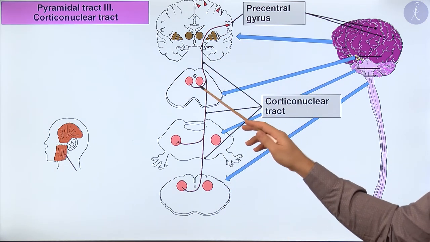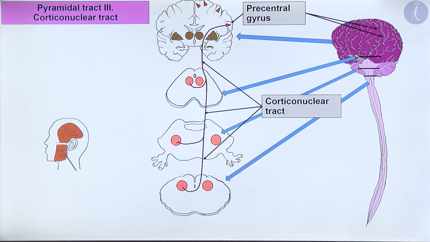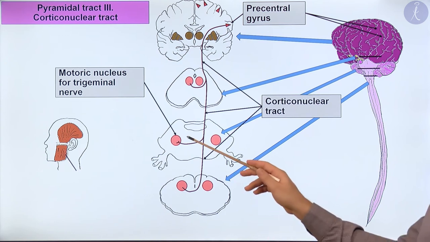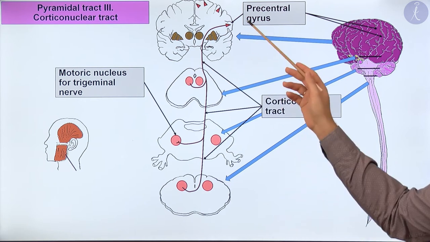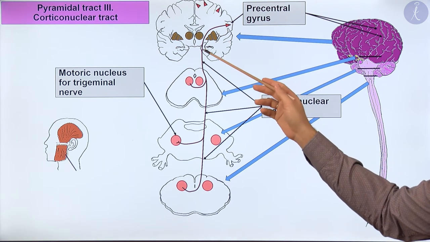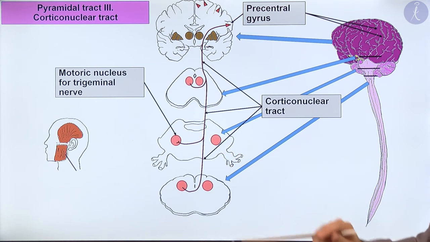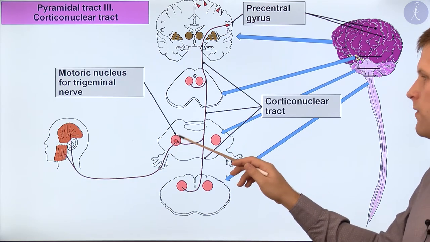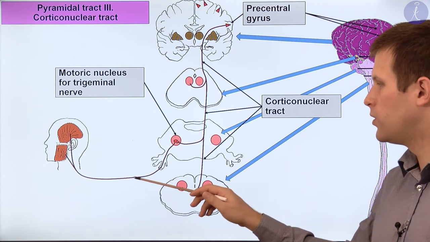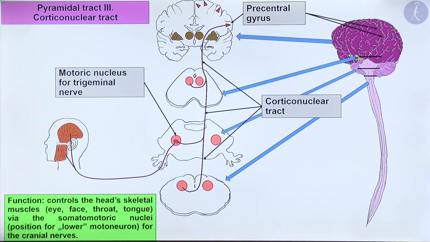As we saw, at the level where the nucleus is located, the nerve fibers will be crossed. In this example, I highlight the motor nucleus for the trigeminal nerve. So the first order neuron descends via the internal capsule, brainstem and pons level, and will terminate at the motor nucleus for the trigeminal nerve. Then the second order neuron, or lower motor neuron, of the trigeminal nerve goes out via the trigeminal nerve and innervates the chewing muscles.